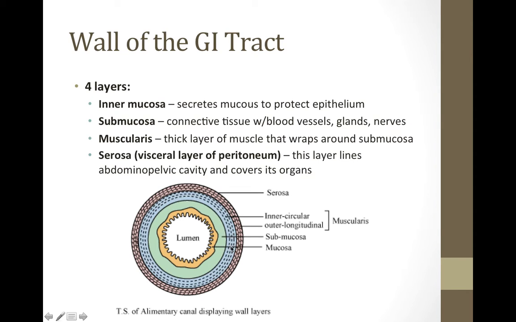The outer layer is actually divided into 2 layers, but for our purposes, just know the one layer, the muscularis. This is the muscular layer that allows movements that we'll discuss, like segmentation and peristalsis, which basically churn your food and move it along as your body digests it. Finally, you have the serosa. It's the outermost layer, and it's basically the visceral layer of the peritoneum. And remember, visceral layers are attached to the organs.